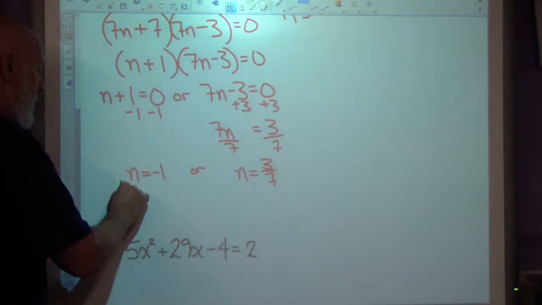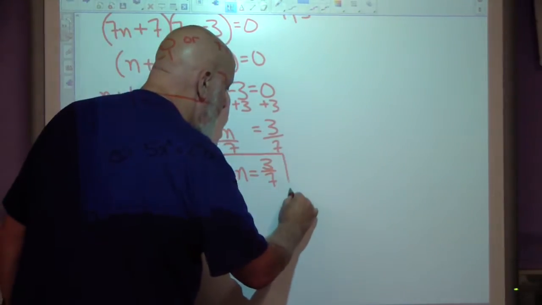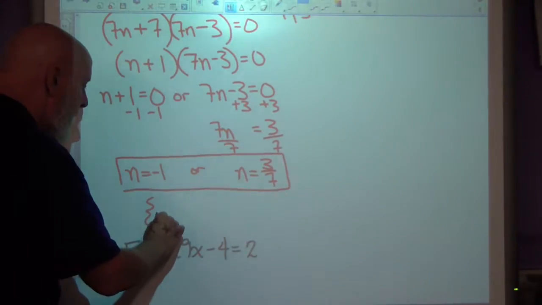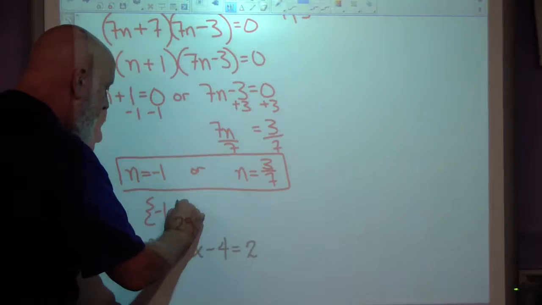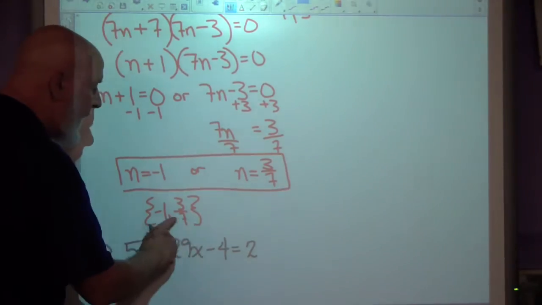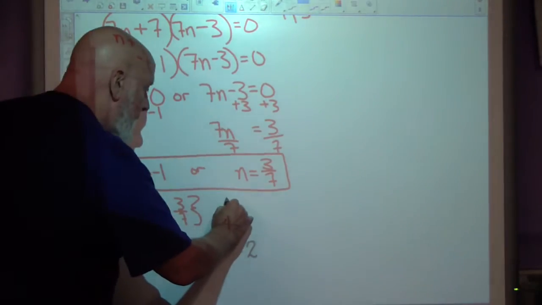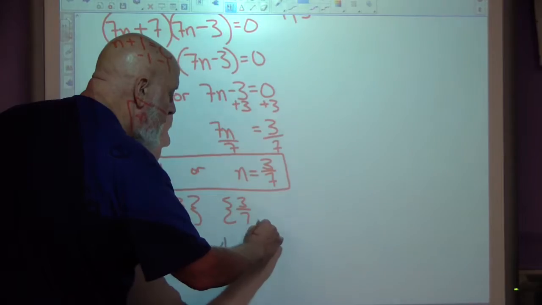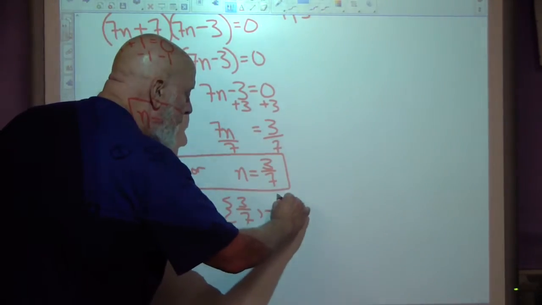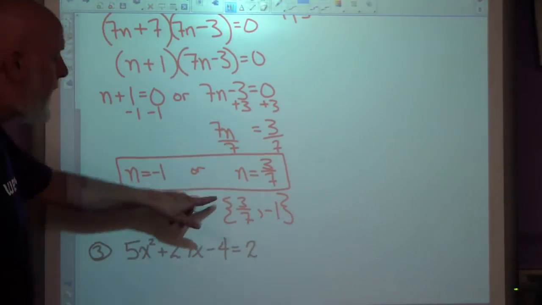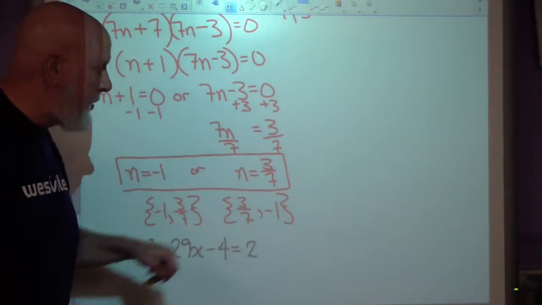be written in set notation, like this. The set whose members are -1 and 3/7. And the order of these elements of the set doesn't matter. It might be written like this: the set whose members are 3/7 and -1. Any of these three responses is correct. Don't make these parentheses. They're set notation.